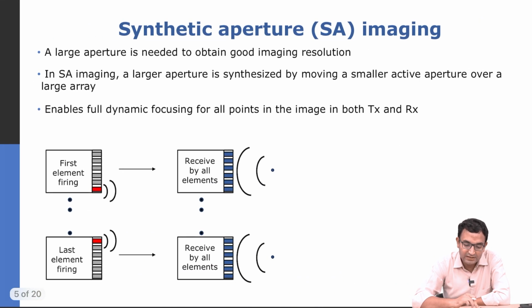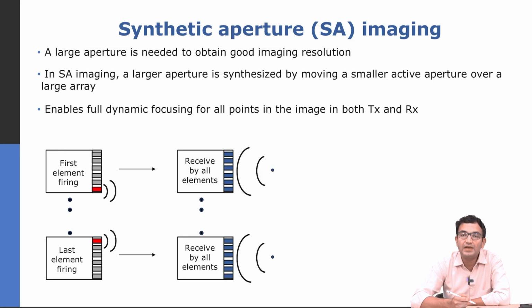Now let's assume that we have 128 elements here. This will give me 128 low resolution images. But I can combine the signal from these 128 low resolution images to get a high resolution image, which will be my synthetic aperture image. Why is that? Because when I combine all those images, it is almost like using the entire aperture at a given time. So that is where the synthesis of the aperture comes into the picture.